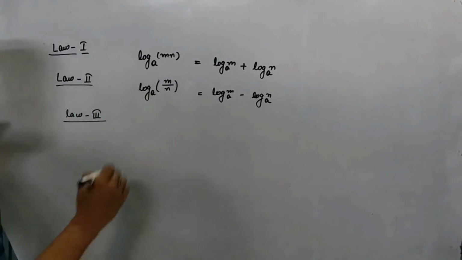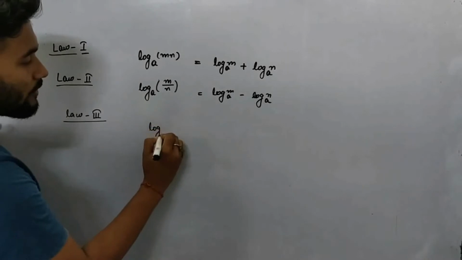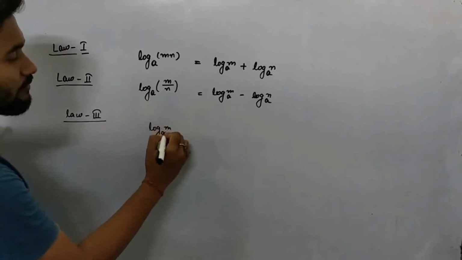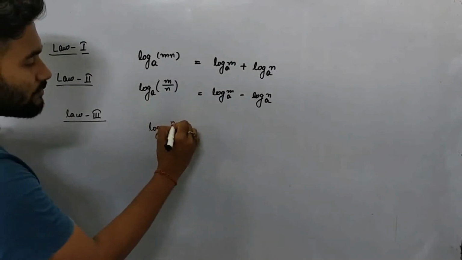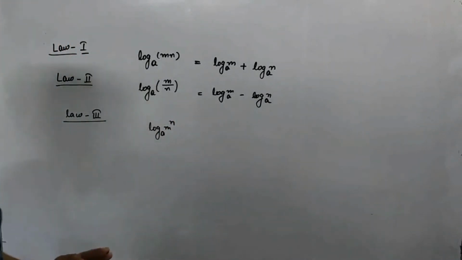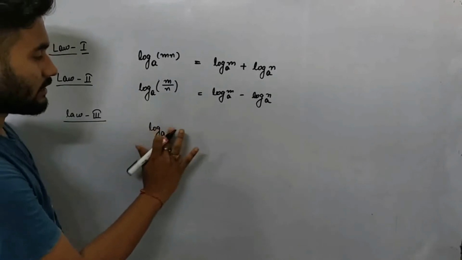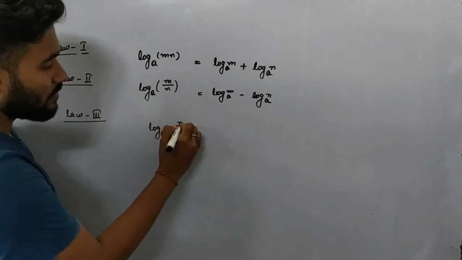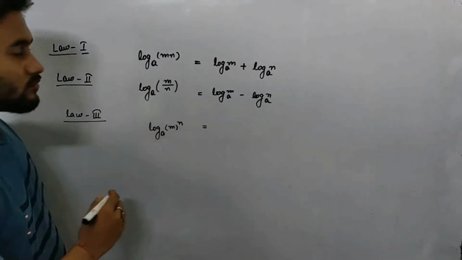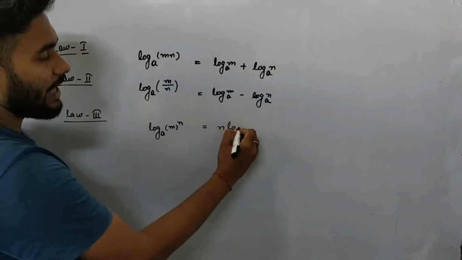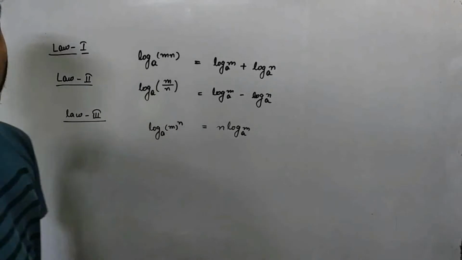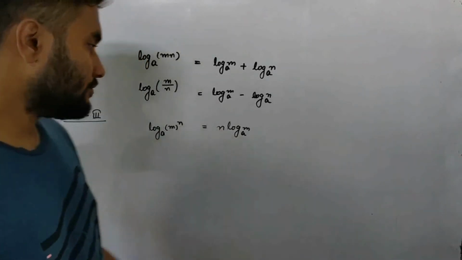What is law number 3? Log of m to the power n base A. Understood? m to the power n, base A. So this power will come to the front side. It will become n into log m base A. So this power comes to the front. Very important law.